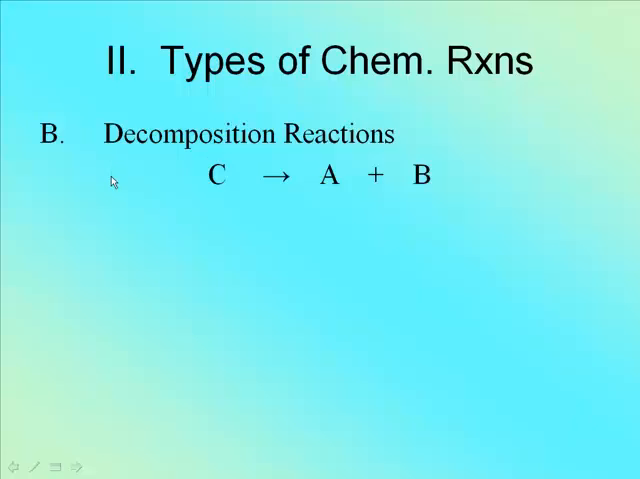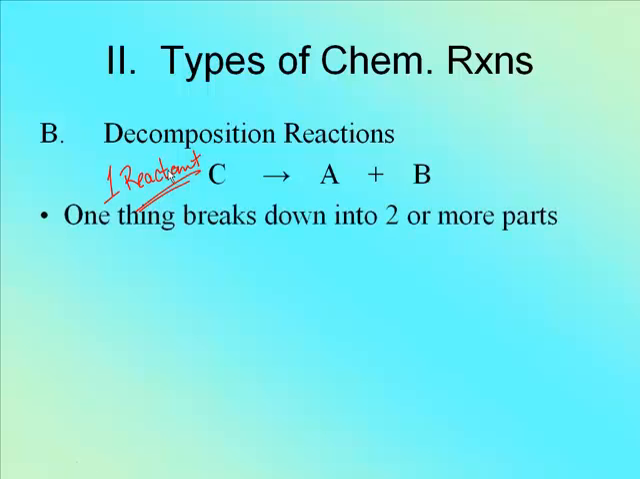One reactant is going to break down into multiple products. Now, sometimes it's 2, sometimes it's 3, sometimes it's 4. It all depends on how complicated the main thing is. So again, one compound breaks down into 2 or more parts.